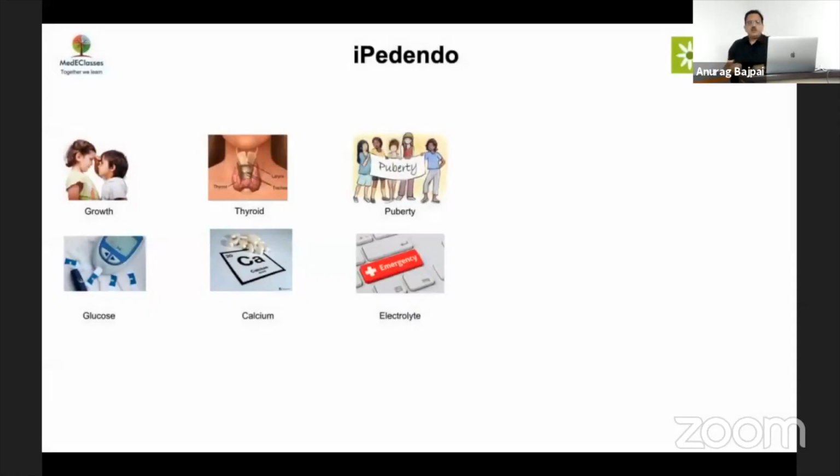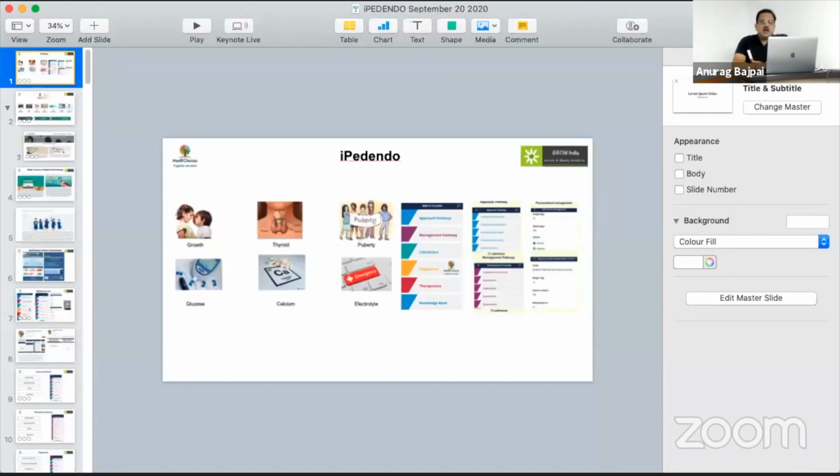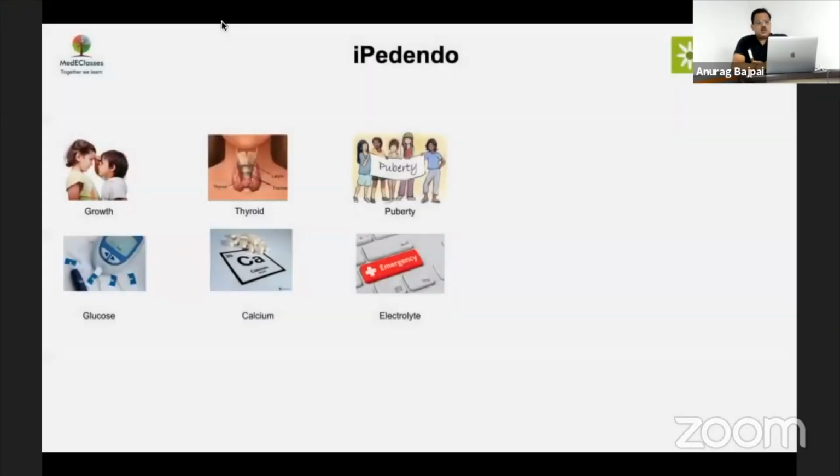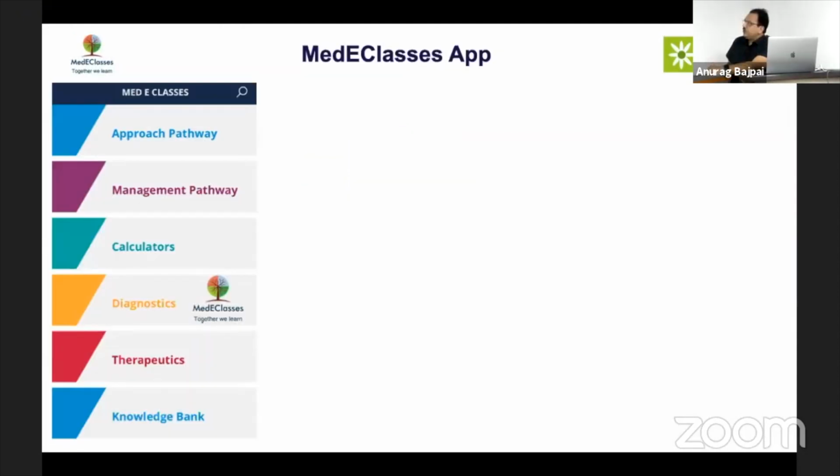The concept of iPENDO has been there for quite some time, because we have been trying to solve problems in an easy fashion, so that we are able to really identify and evaluate complicated pediatric endocrine problems in an appropriate fashion. There are a number of approach pathways which will allow you to approach a particular endocrine condition, management pathways, calculators, diagnostics, therapeutics, and a knowledge bank. So how does it work?